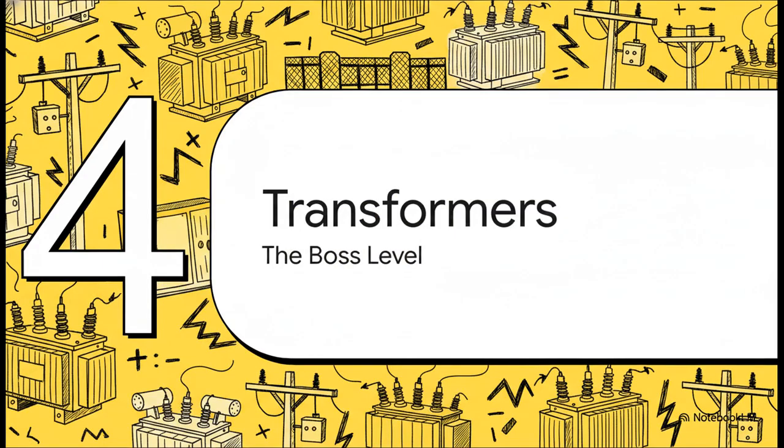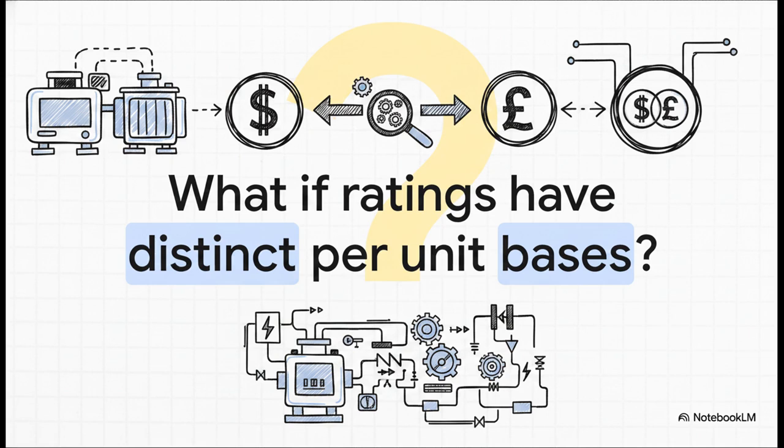All right, Section 4, tackling transformers. Let's be honest, this is kind of the boss level of power grid analysis. See, you can't just mash equipment together if their internal impedance percentages were calculated using entirely different base readings. Equipment manufacturers provide impedance values in percent or per unit based on that specific machine's unique ratings. It would be like trying to add US dollars to British pounds without bothering to check the exchange rate first. You need a common currency.